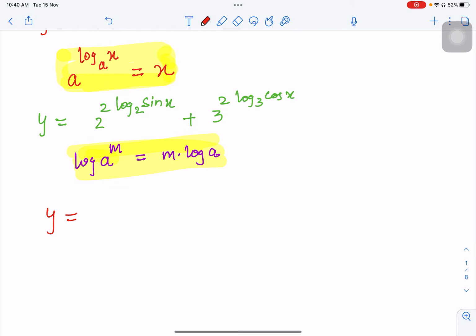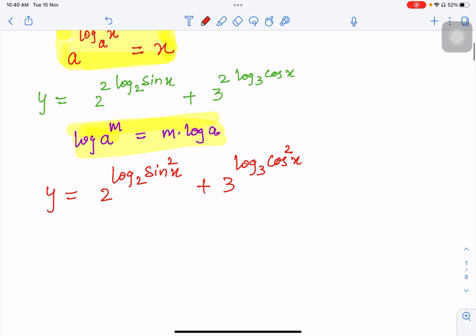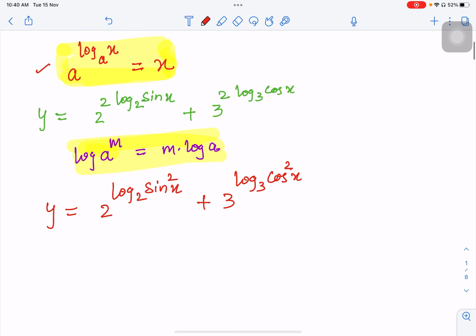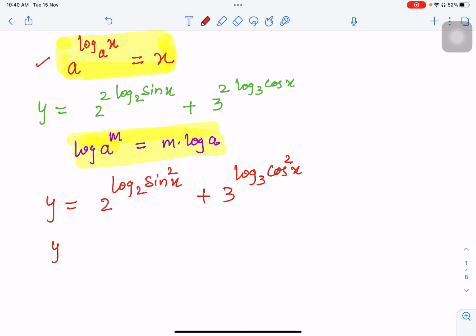y equals 2 raised to log sin x to the base 2 square. This 2 will come up. Similarly, this 2 will also come up here as well. So log cos x to the base 3 cos square x. Now if we use this property, this will become what? y equals simply sin square x plus cos square x.